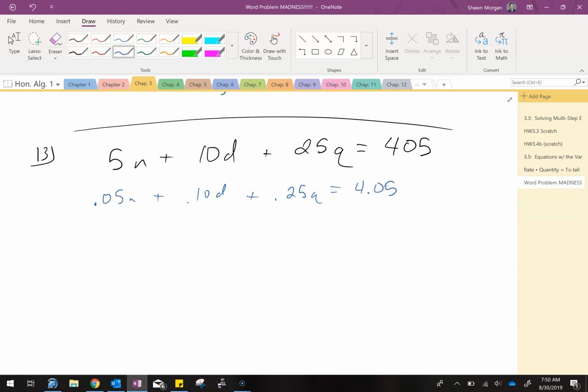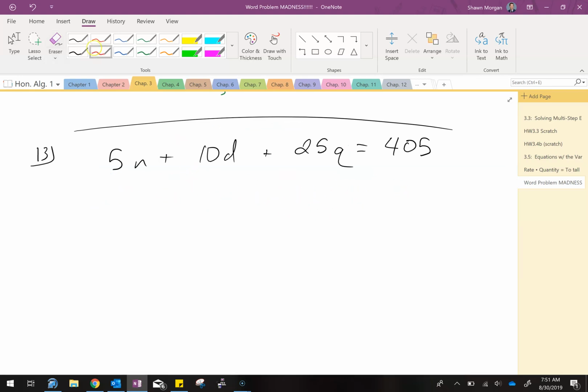I find the top one to be more comfortable. What's not good is if students want to mix and match and use cents on the left and dollars on the right. That we cannot do. So the way I would recommend working these problems is I would leave it in terms of cents. That way we can avoid the decimals.